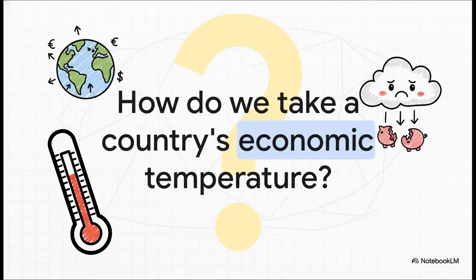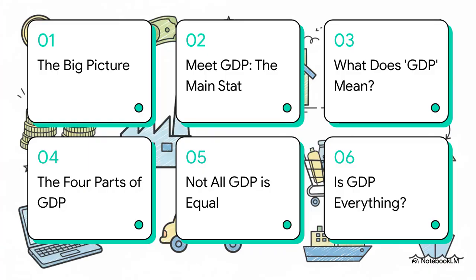I mean, think about it for a second. How do you check the health of an entire country's economy? It's not like you can just look outside and get a sense of it. You need some kind of tool, kind of like an economic thermometer. And that's exactly the problem that economists needed to solve. Their answer? GDP.